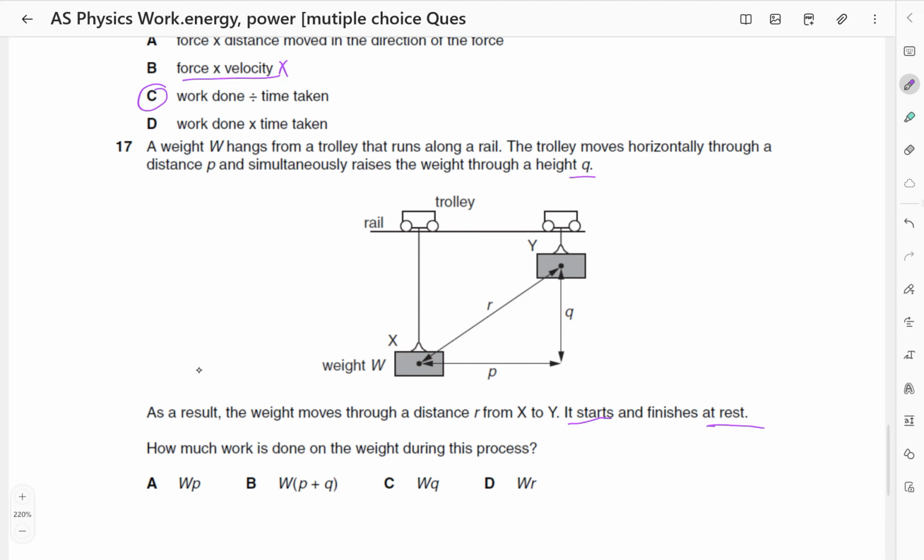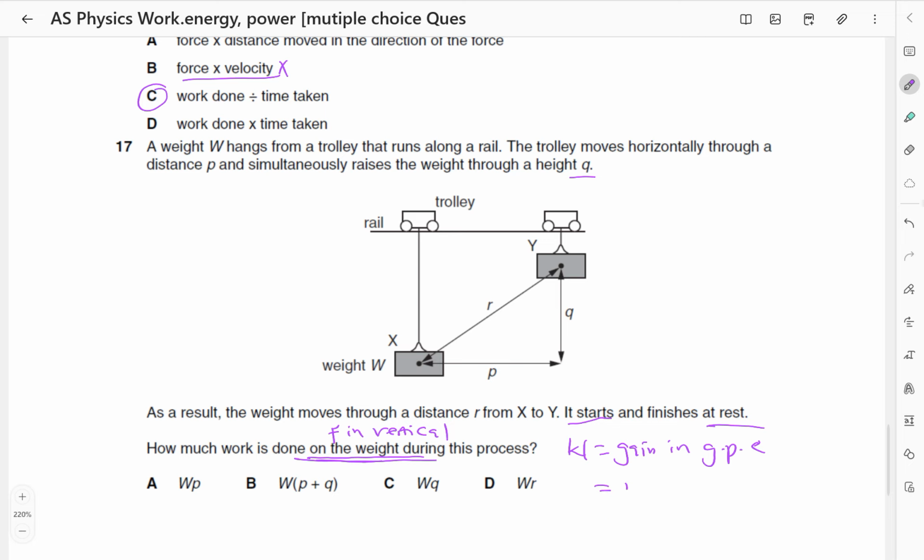So, how much work is done on the weight? The weight of a body acts vertically downwards. So that means the work done is simply going to be the gain in gravitational potential energy. Since the force we are considering is in the vertical plane, for work done on the weight, the force is in the vertical, because the weight acts vertically downward. So the work done is going to simply be the gain in gravitational potential energy.